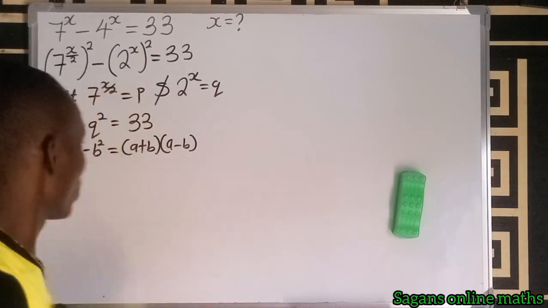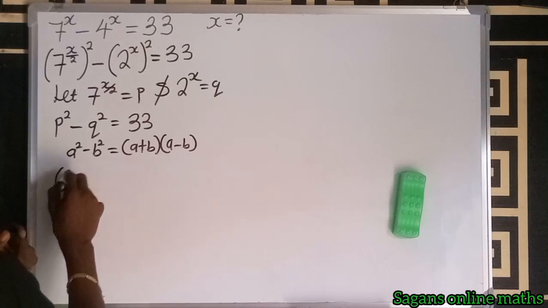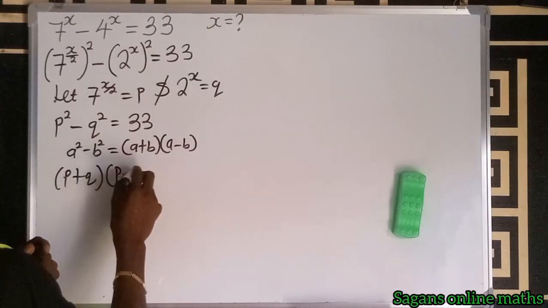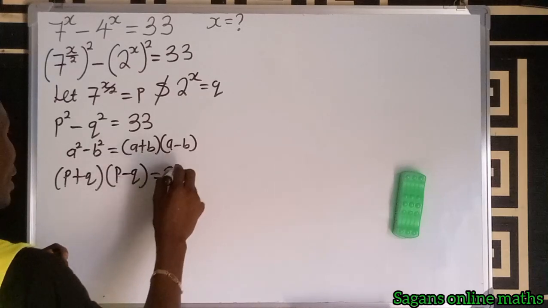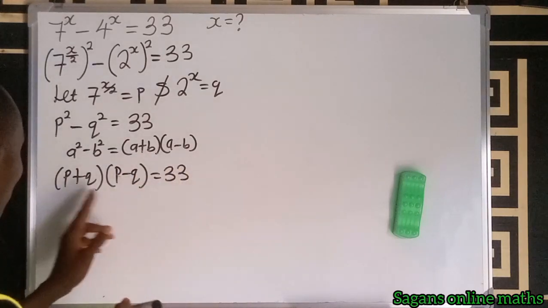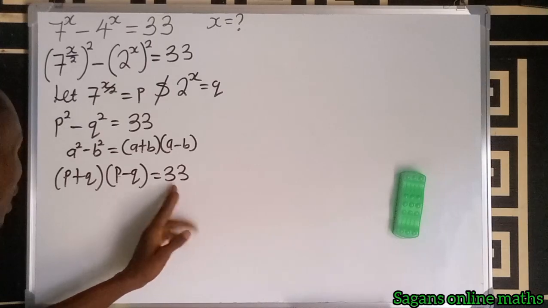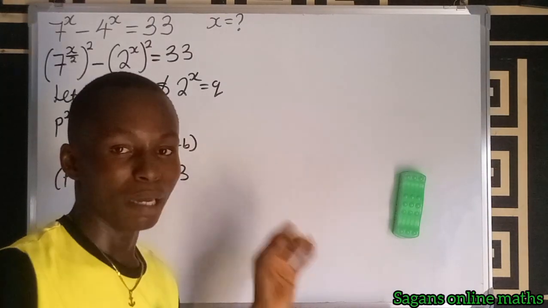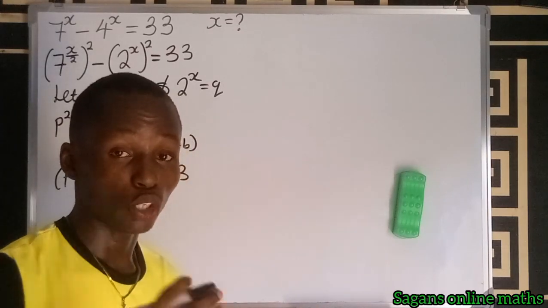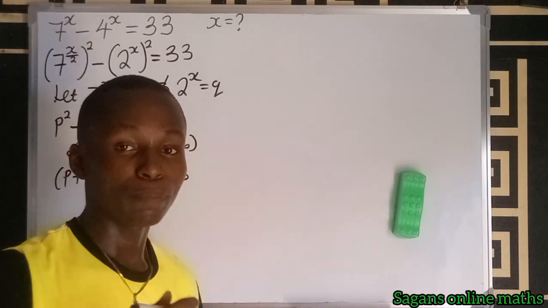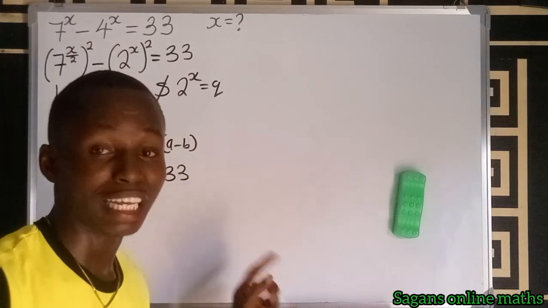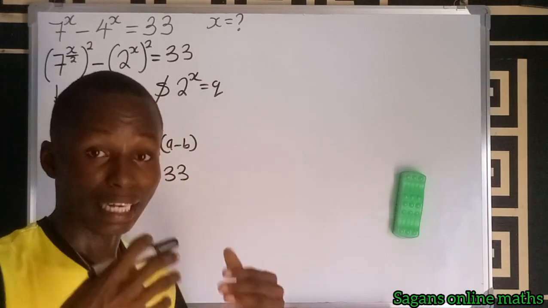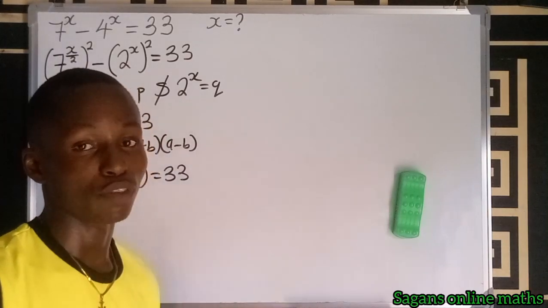Very interesting. So from here, I'm going to have p plus q into p minus q equals 33. If the product of these two is 33, let's consider the factors of 33. Remember that in videos I've done on this channel, I've taught you about factors. A factor simply means those numbers that can divide 33 without any remainder, right? We know that 1 is a factor, 3 is a factor, and 11 is also a factor of 33.